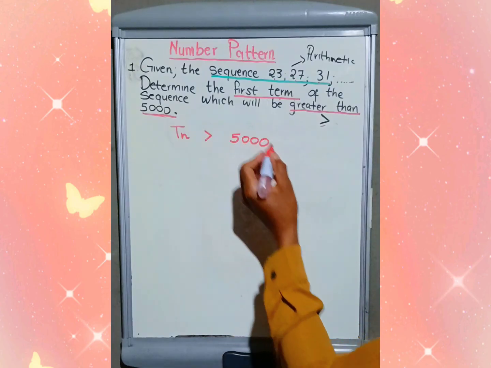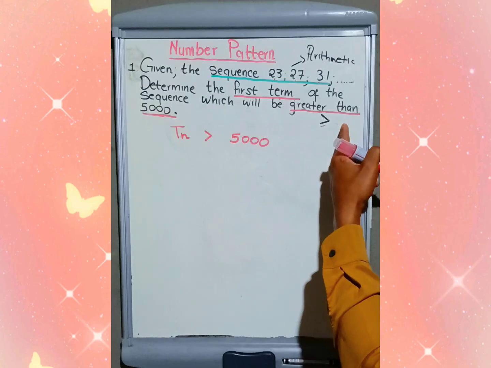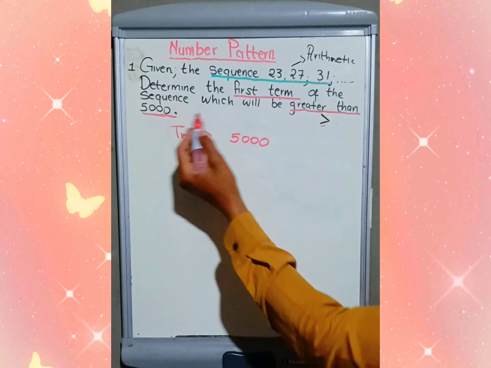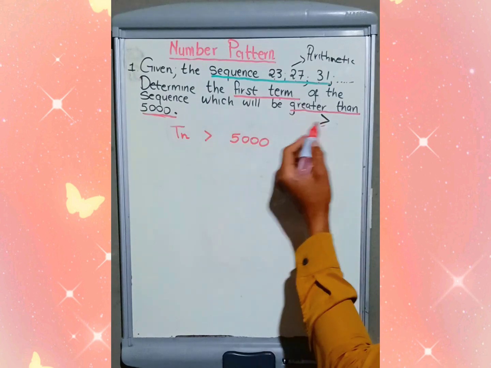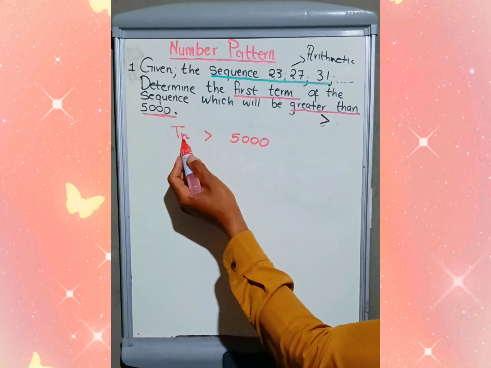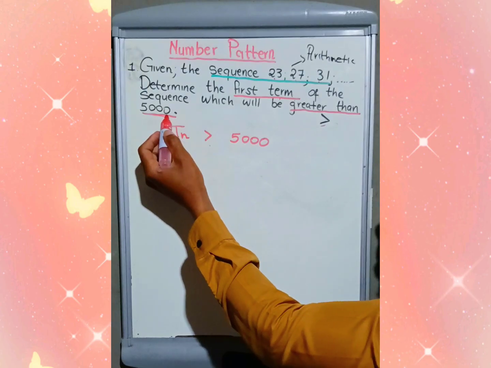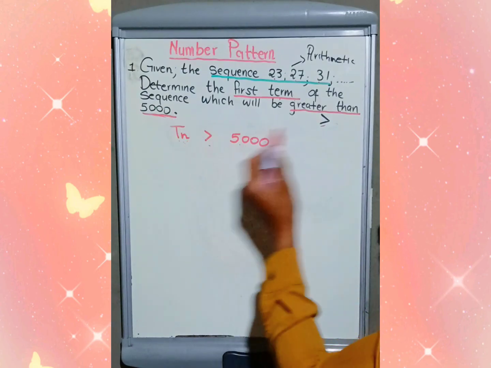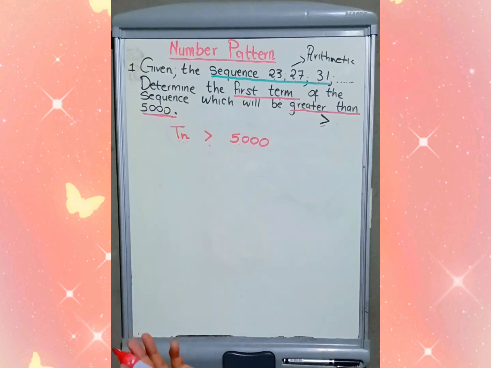5,000. Okay, that is a first step. Determine the first term of the sequence which will be greater than 5,000. Tn is greater than that. We need the first term, Tn, that is going to be greater than 5,000. Do you see? It's very simple.